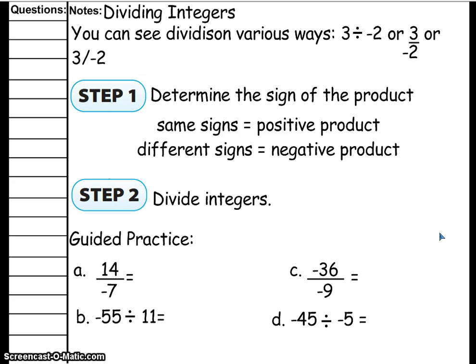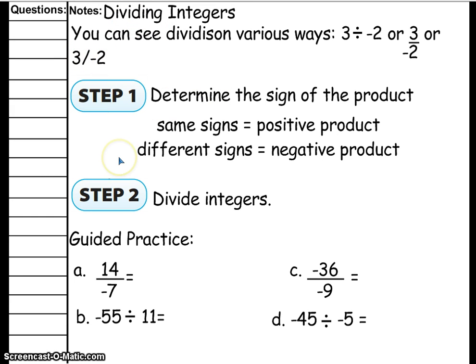So when dividing integers, you can see the division in various ways. Yes, I know I spelled division incorrectly. Sorry. 3 divided by -2, or 3 divided by -2, or 3 divided by -2.